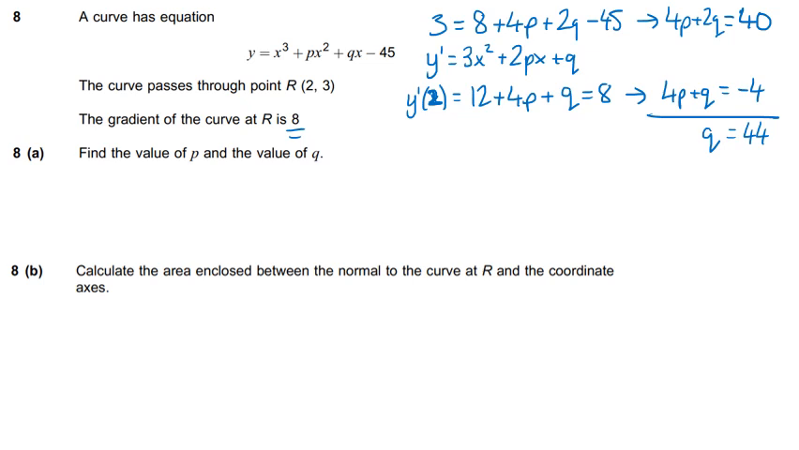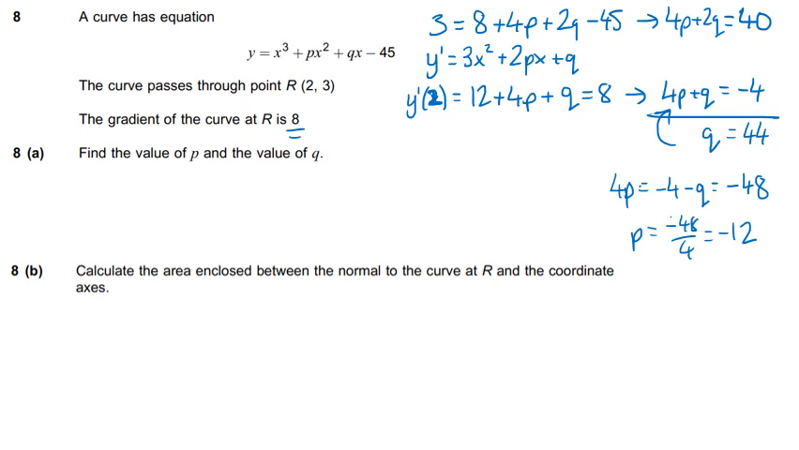Then substitute that back into any equation. So if we substitute that back into there, we've got 4p is equal to minus 4 minus q, so that's minus 48. So p is equal to minus 48 over 4, which is minus 12.